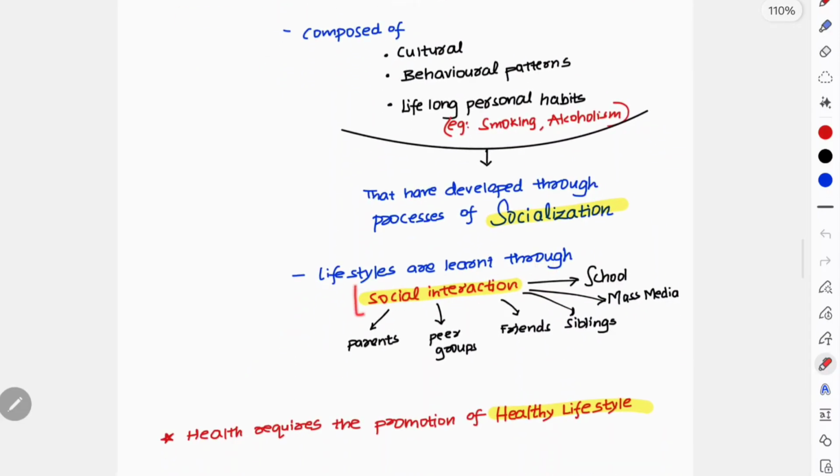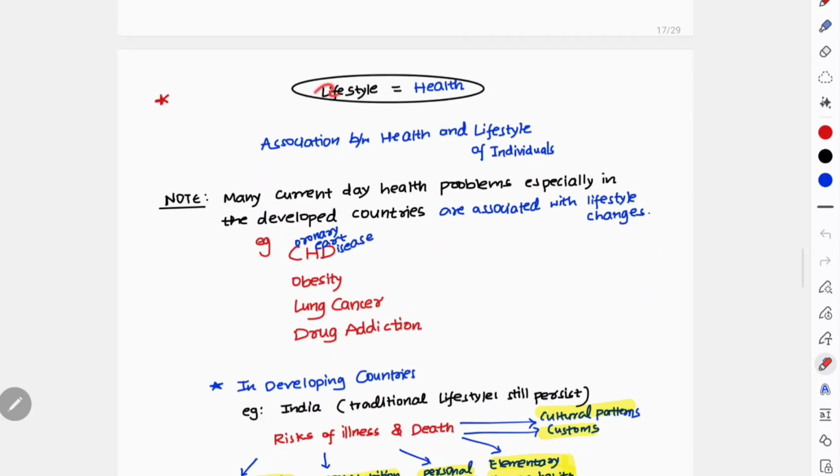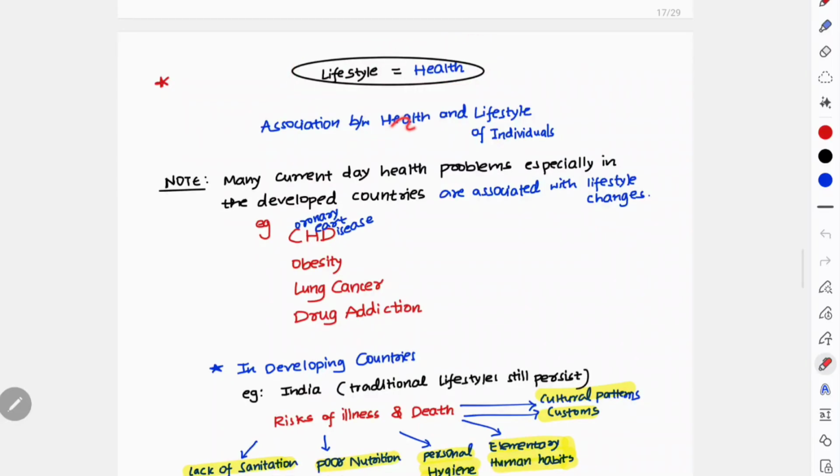Lifestyles are learned through social interactions from parents, peer groups, friends, siblings, and through school, mass media, etc. Health requires the promotion of a healthy lifestyle. So lifestyle equals health. There is an association between health and lifestyle of the individual. If lifestyle is good, the health will also be good. If lifestyle is bad, the health will also be bad.